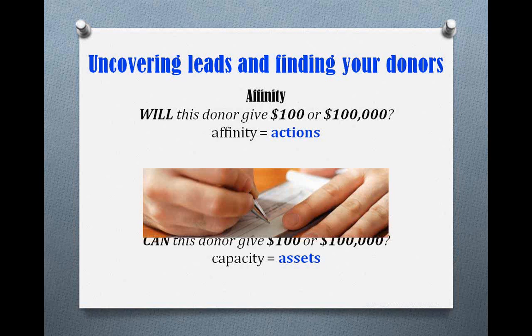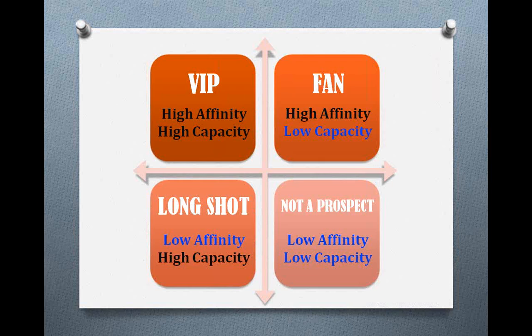And that affinity equals action. And then capacity is, can this donor give an amount to your organization? So we're talking about assets versus actions. And the top donors, the champions of your organization, will be folks that have both. So here's that matrix that I was talking about.